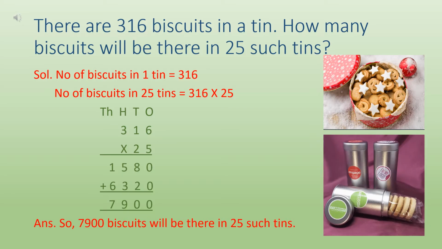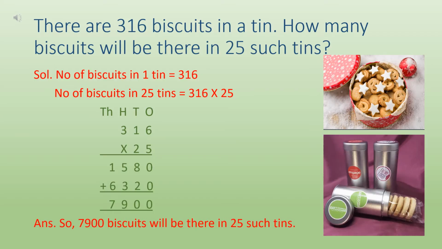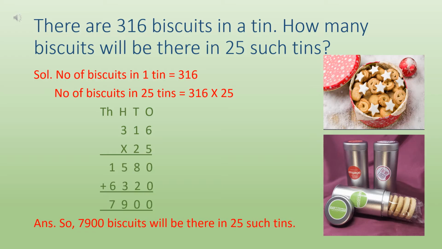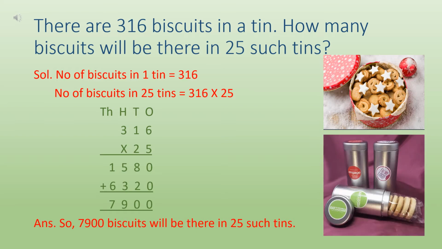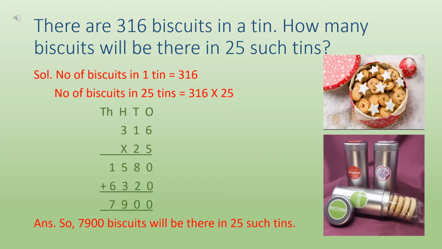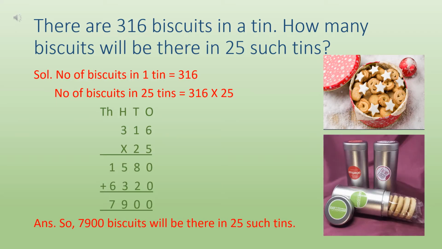So first of all, we will multiply 316 by 5. So 5 sixes are 30 because 6 is present in one's place. So we will multiply 5 by 6 first. 5 sixes are 30. We will write 0 in one's place and 3 will be carried over. Next we will multiply tens place and 1 is present there. So 5 ones are 5 plus 3 was carried over. So 5 plus 3 is equal to 8. So we will write 8 in tens place.